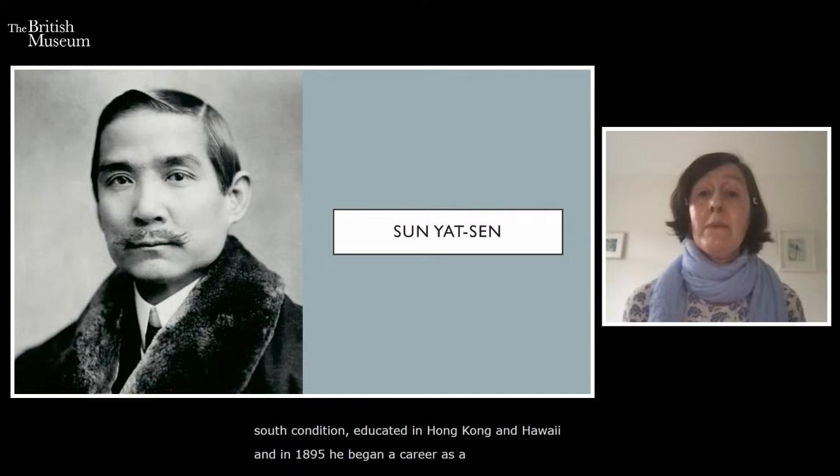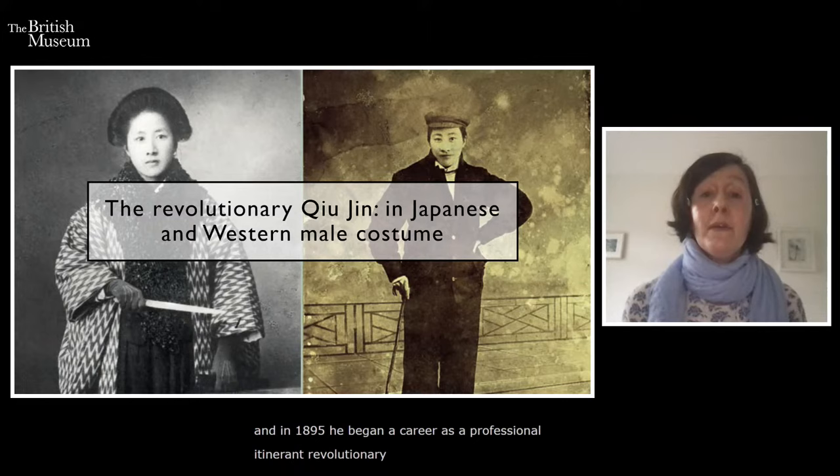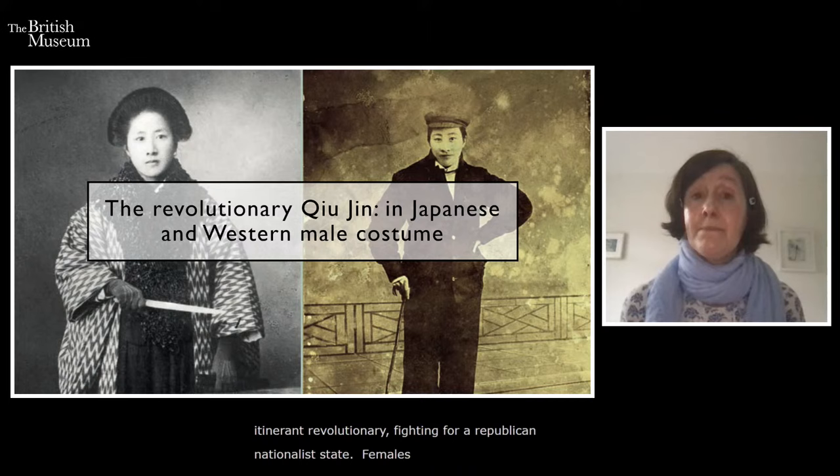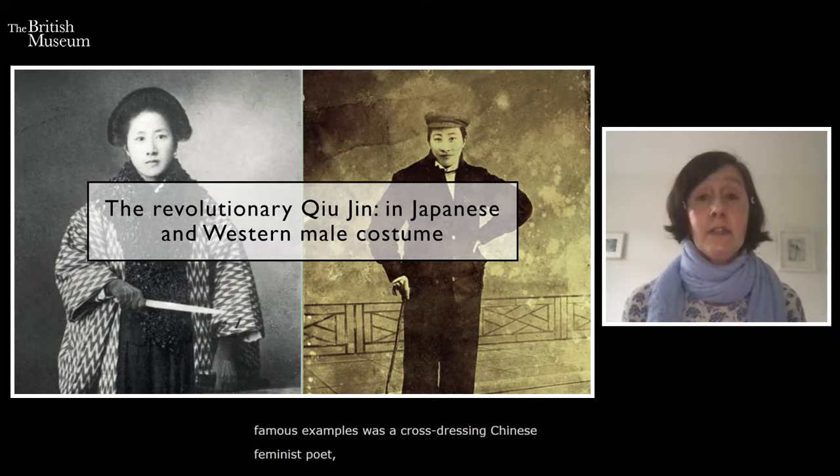Female activists, reformers, and revolutionaries joined these often passionate arguments about where China should head. And one of the most famous examples was a cross-dressing Chinese feminist poet called Qiu Jin, who plotted for the end of the Qing and was beheaded in 1907 for her activism.